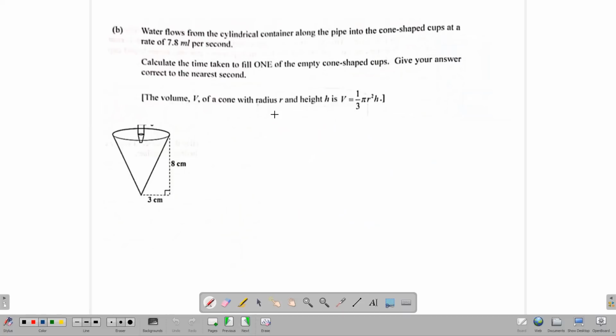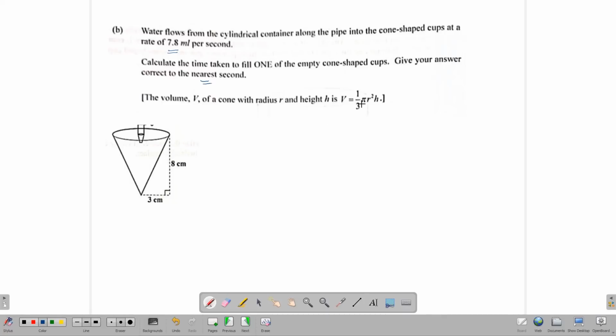The next part of the question wants us to find the volume of the cone and use it. So the water flows from the container along the pipe into the cone-shaped cups at a rate of 7.8 milliliters per second. Calculate the time taken to fill one empty cup, and give your answer to the nearest second. So we need to find the volume of this cup first, and then once we see how much water it holds, we can work out the time.